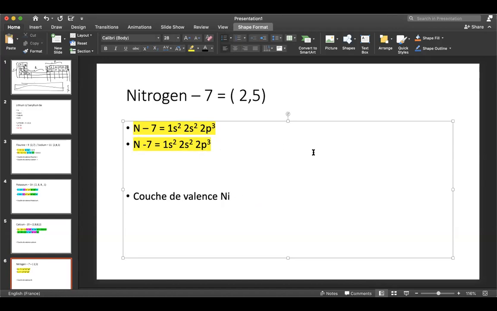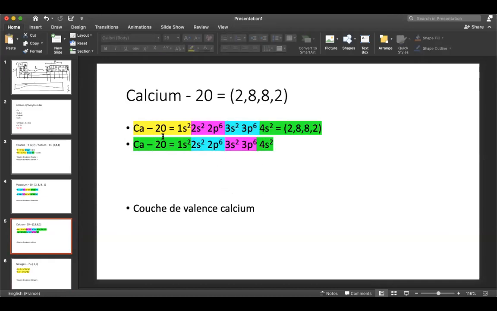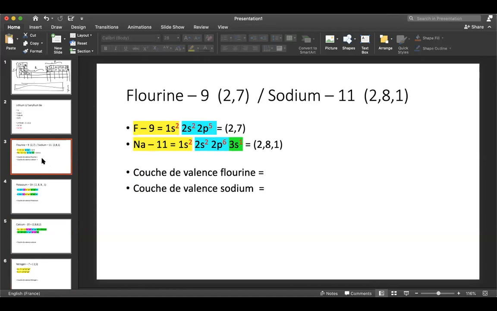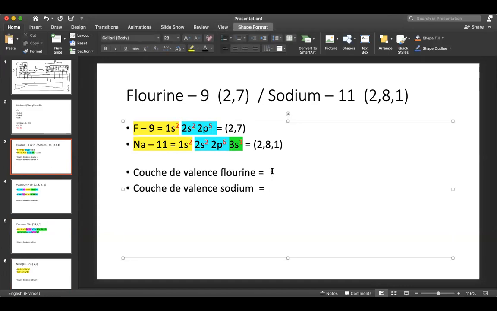And please, I hope you also know the names of these elements in French. Nitrogen is called azote. Potassium is called potassium. Calcium is called calcium. Fluorine is called fluor. Sodium is called sodium. So you also have to know their names on the periodic table. So what is the couche de valence for fluorine?